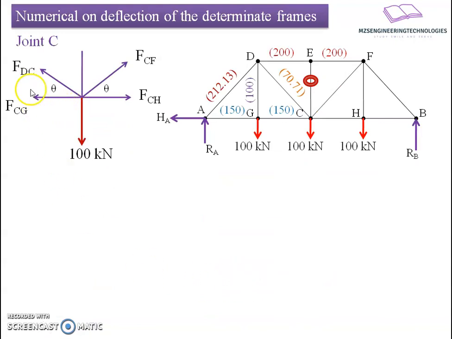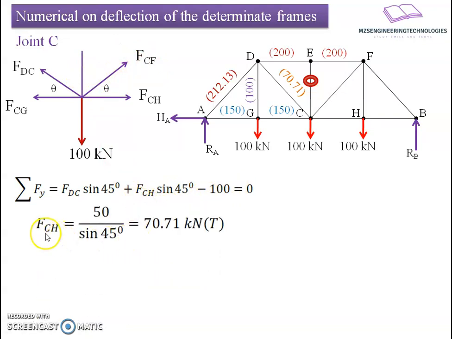If I go towards joint C, there are four forces here. FCF and FCH are unknown to us, whereas FDC and FCG we have calculated from the previous statics. Now I will apply summation of forces in vertical direction. Vertical components of these two forces, FDC sine of 45 and FCF sine of 45, minus 100 will be the relation. If I substitute the individual values here, we get FCF equals 50 divided by sine of 45 degrees, which comes to be 70.71 kilonewton tensile in nature.